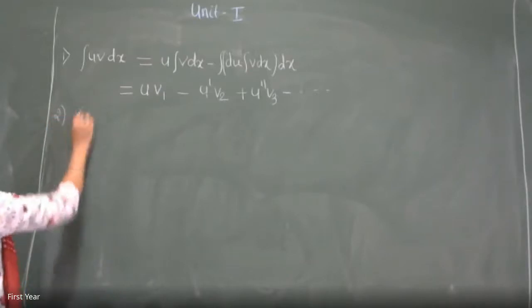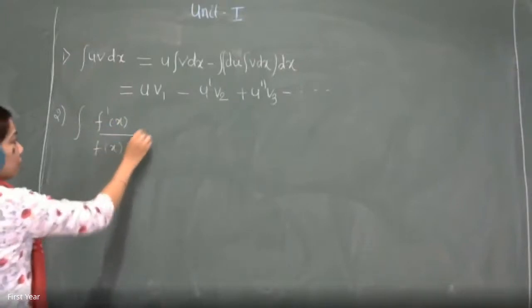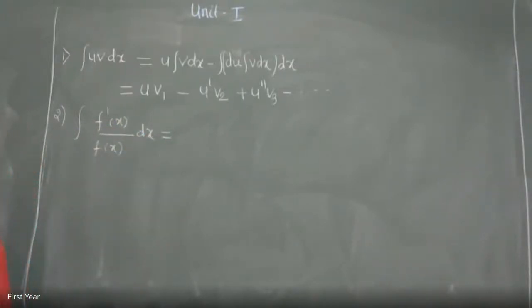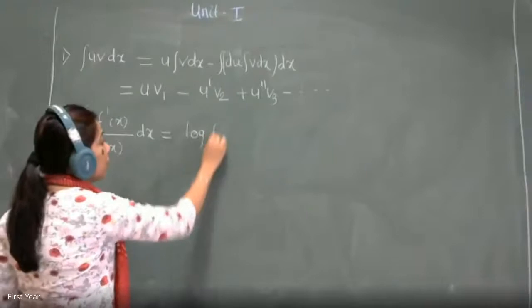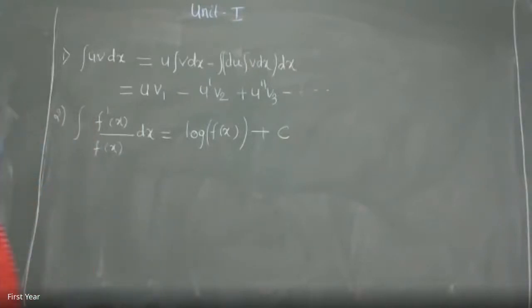The second formula which will be used very frequently is the integral of f dash of x upon f of x. How do we solve this integration? We put f of x equal to t, then f dash of x dx becomes dt, and it becomes dt upon t. Derivative of t is on top, and therefore the answer is log of t. But what is t? t is f of x, so the answer is log of f of x. So this is your formula. Is this correct? Clear to everyone? These are the basic formulas. I'm just revising them because they are going to be used very frequently to solve the differential equation.